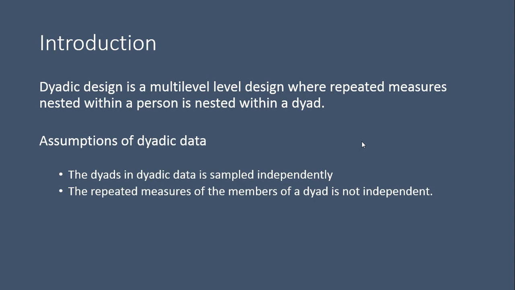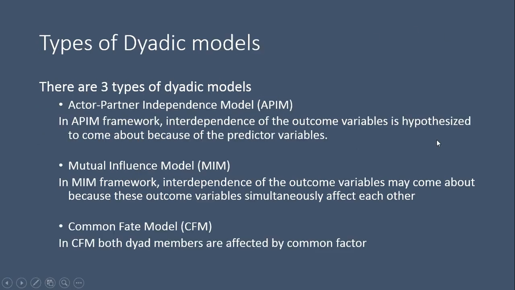Each dyad in dyadic data is sampled independently. The repeated measures of the members of a dyad are non-independent. So the members inside the dyad are not independent; they are dependent on each other.